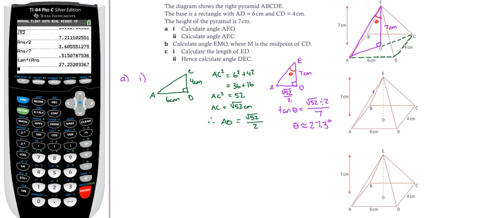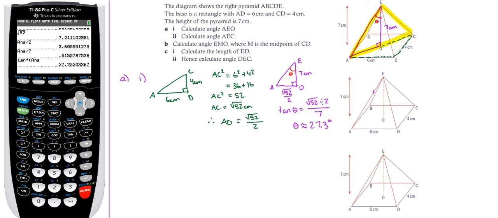So the next part is to consider triangle AEC. So in this one, I'm going to highlight EC, AE, and I'm going to go across here like that. So what's interesting here is that all I'm doing by creating triangle AEC is I'm mirroring AEO with the triangle CEO.